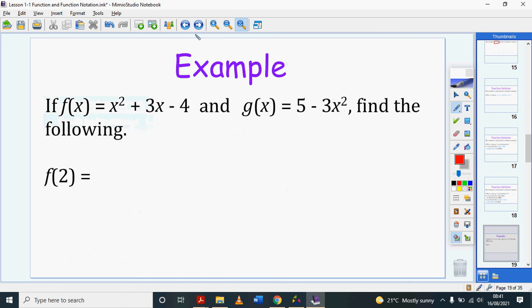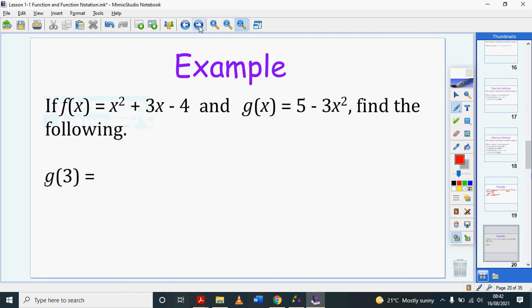Let's look at some examples. If f(x) is this quadratic equation and g(x) is that quadratic equation, find the following. f(2) means that we substitute for x as 2. So this simply means that x is equal to 2 in the function f. So in this function f, I'm going to substitute x as 2. So that's going to be 2 squared plus 3 times 2 minus 4. And that's going to give me, good job people, 6. Find the following, f(2), so that's finished.